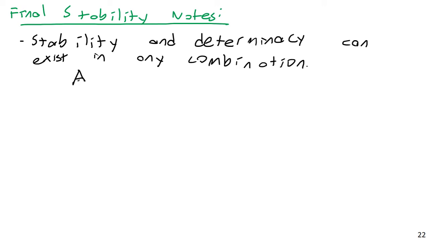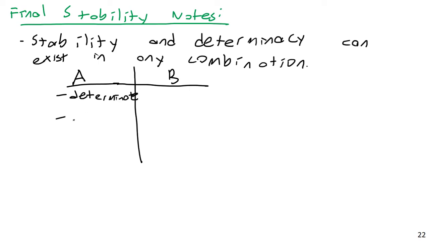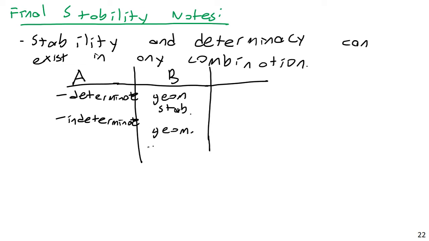It's almost like there's category A and then category B. So you have column A and column B. You have determinate and indeterminate. And then you have your various stabilities. You have geometric stability. Well, actually, you can almost have 3 columns. You have geometrically stable, geometrically unstable, just abbreviating here. And then you could have your external stability, which is really your constraints.